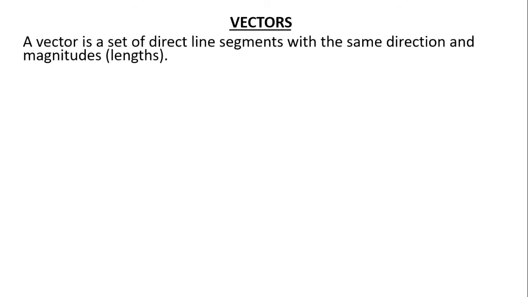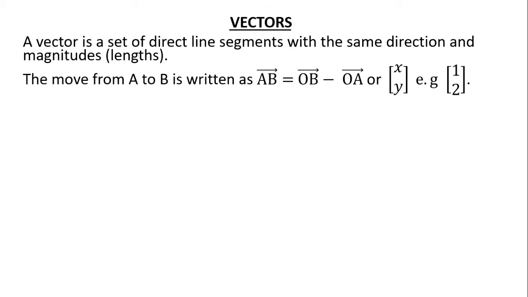Vectors. A vector is a set of directed line segments with the same direction and magnitudes or lengths. The move from A to B is written as vector AB, which is equal to vector OB minus vector OA, or the vector XY. For example, vector (1, 2) means one step in the eastern direction and 2 steps in the northern direction. But if it was (-1, -2), it means one step in the western direction and 2 steps in the southern direction.